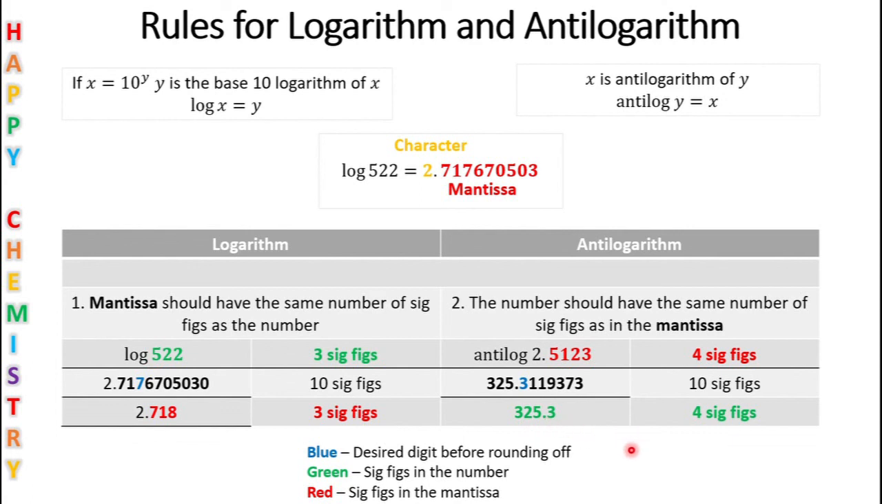So these are the 2 rules for logarithm and antilogarithm. In logarithm, the mantissa should have the same number of significant figures as in the number. In antilogarithm, the number should have the same number of significant figures as in the mantissa.